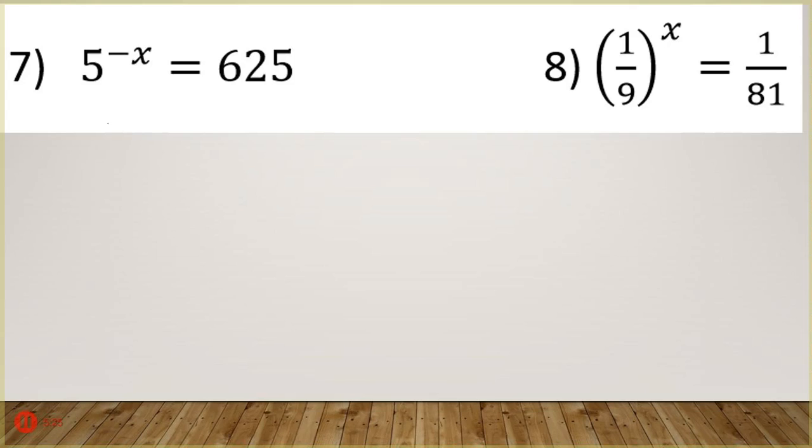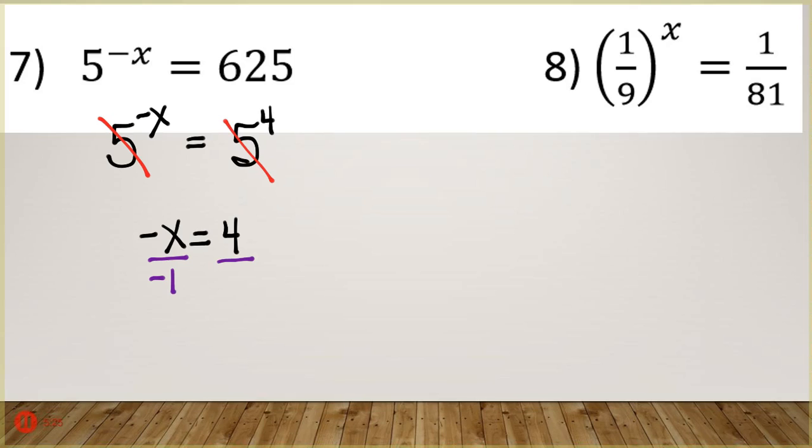Looking at number 7, we know that 625 can be written as 5 to the power of 4. So, because we have the same base on both sides of 5, we can drop our base. And that's going to leave us with negative x equals positive 4. To solve this for x, we need to divide both sides by negative 1. So the solution to this exponential equation is x equals negative 4.